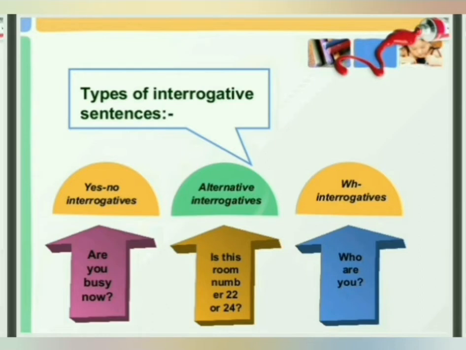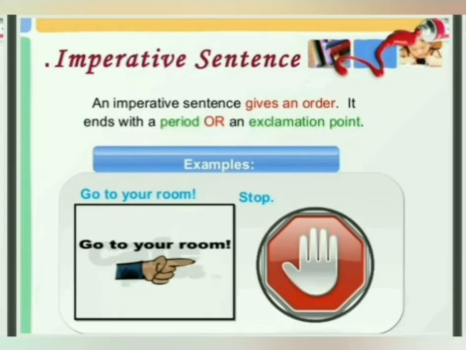Next, types of interrogative sentences. First one, yes or no interrogatives. Second one, alternative interrogatives. And the third one, WH interrogatives. First one, are you busy now? This sentence is an example for yes or no interrogatives. Is this room number 22 or 24? This is an example for alternative interrogatives. And the third one, who are you? This sentence is an example for WH interrogatives.